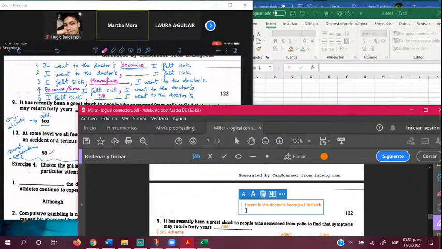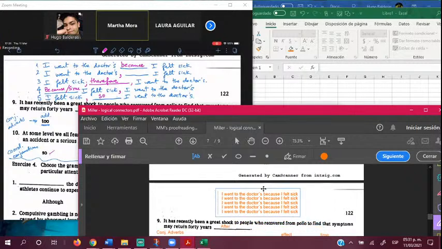O sea, las causas y los efectos son los mismos. Then I went to the doctor. I felt sick, ¿no? So I went to the doctor. Okay. So observe that the order of the cause and the effect is like in number 1. Yes, but the big difference is that we have a comma.